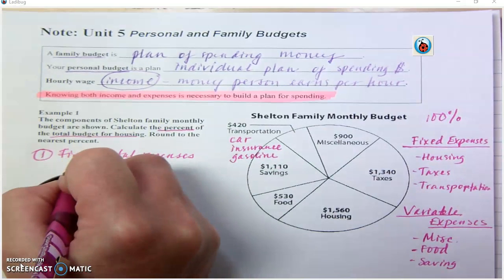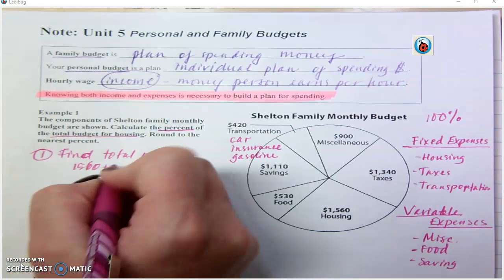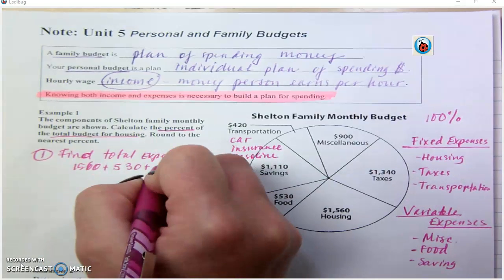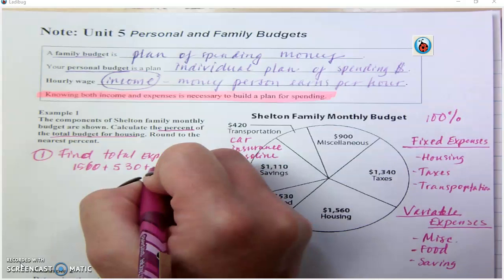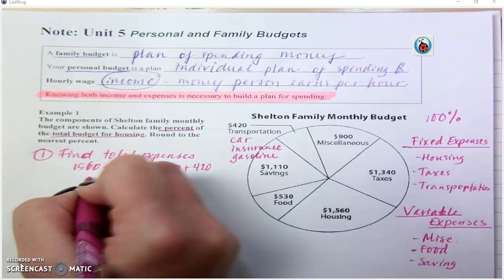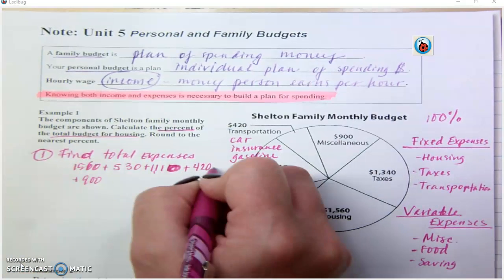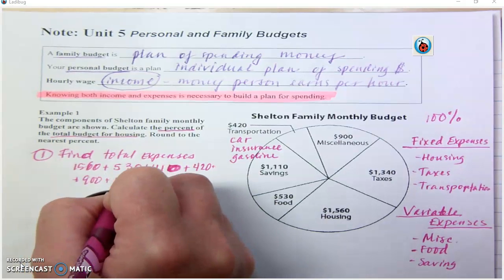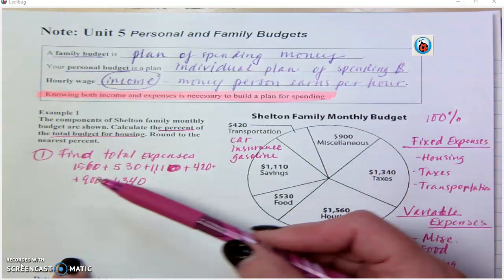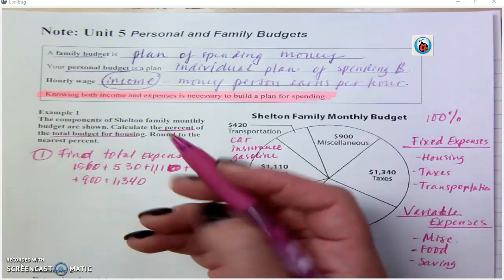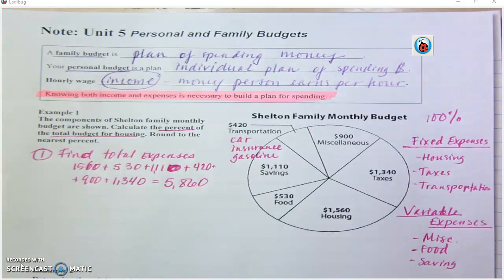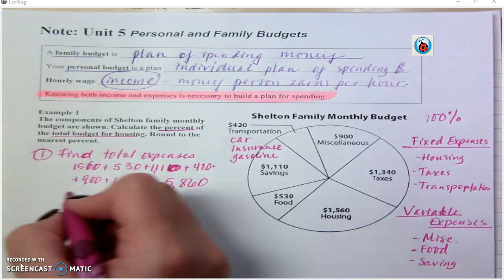expenses. So we literally have to add these amounts, and all I'm doing is just listing them. 420 plus 900 plus taxes. So let's double check. 1, 2, 3, 4, 5, 6. 1, 2, 3, 4, 5, 6. Yep. So the total comes up to be $5,860. This is how much Shelton family is spending each month.